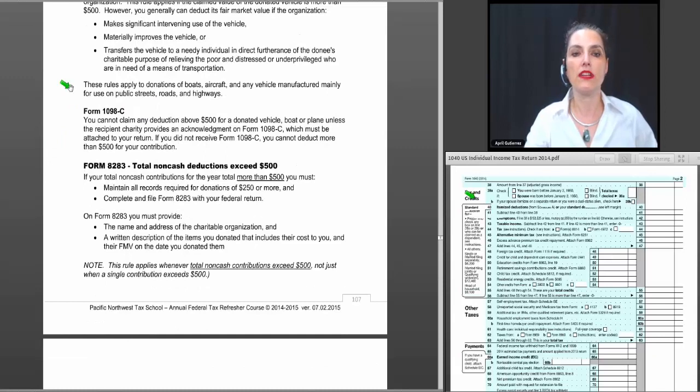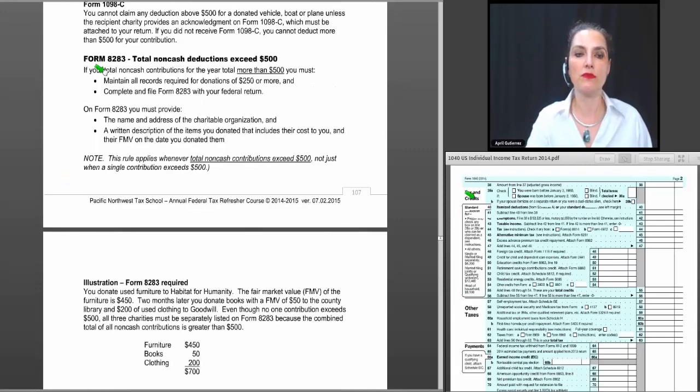These rules apply to donations of boats, aircraft, and any vehicle manufactured mainly for use on public streets, roads, and highways. Form 1098-C: you cannot claim any deduction above $500 for a donated vehicle, boat, or plane unless the recipient charity provides an acknowledgement on Form 1098-C, which must be attached to your return. If you did not receive Form 1098-C, you cannot deduct more than $500 for your contribution.